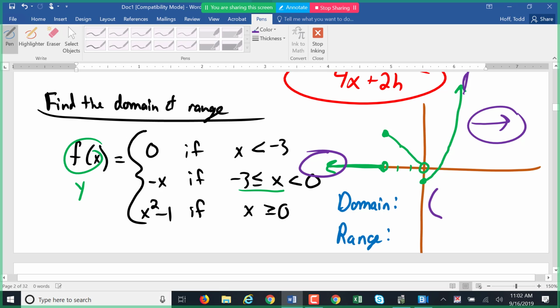So the second thing that I need to check for the domain is, are there any holes in the domain? Well, that's an open dot, but there's a solid dot here that takes up that spot. Same here, there's an open dot, but there's a solid dot here that fills that in. There are no holes in the domain as we go across the graph. So this domain is truly negative infinity to positive infinity.